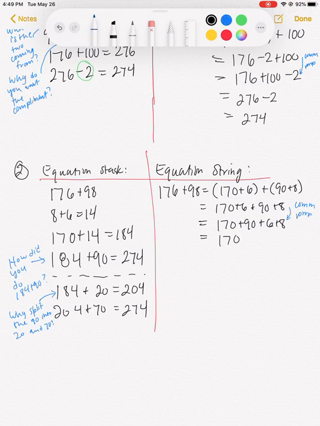We add the 6 and the 8 together. But normally we would be adding the 170 and 90 together, right? So we're going to add 6 and 8 together next. And that's the associative property. Then we add those together.